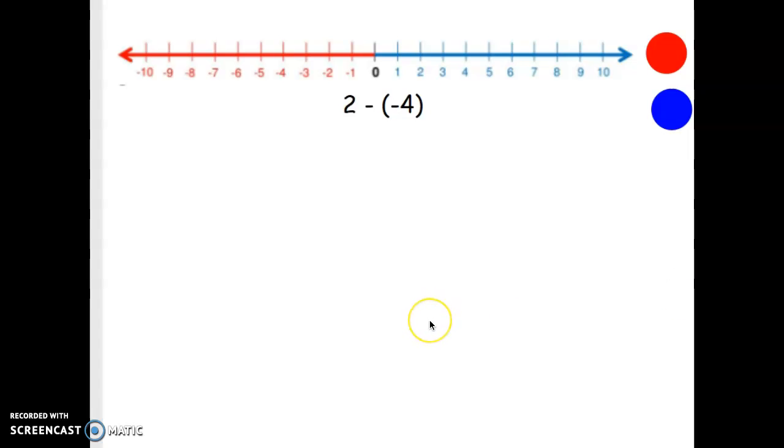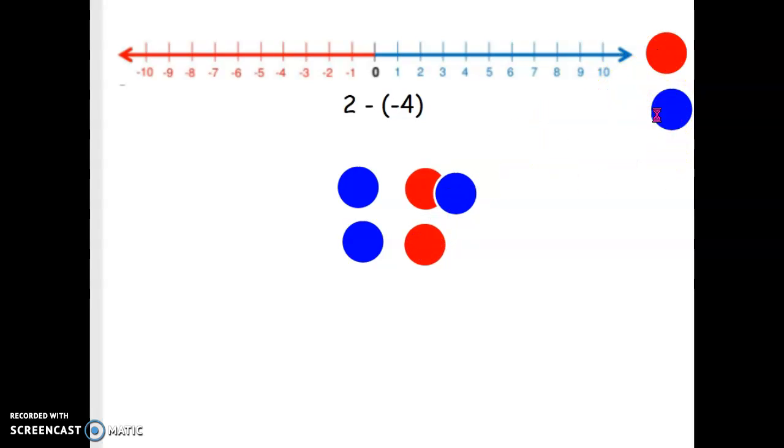We have one final one. The final one, which is probably the most tricky, is when you subtract a negative number. So I'm going to show you this one with counters first. If I start with a positive 2, and I go to subtract negative 4, you're going to notice that I don't have any negative numbers to subtract. So in this case, I'm going to put positive and negative together because they equal zero. And I'm going to do that 4 times.